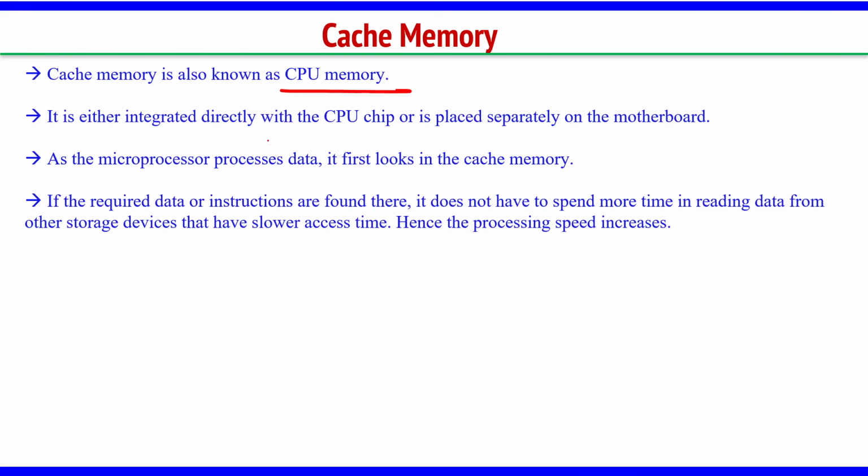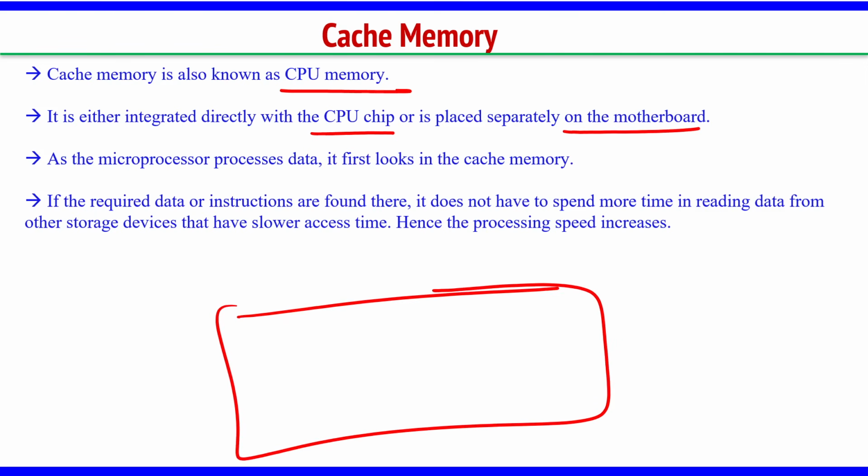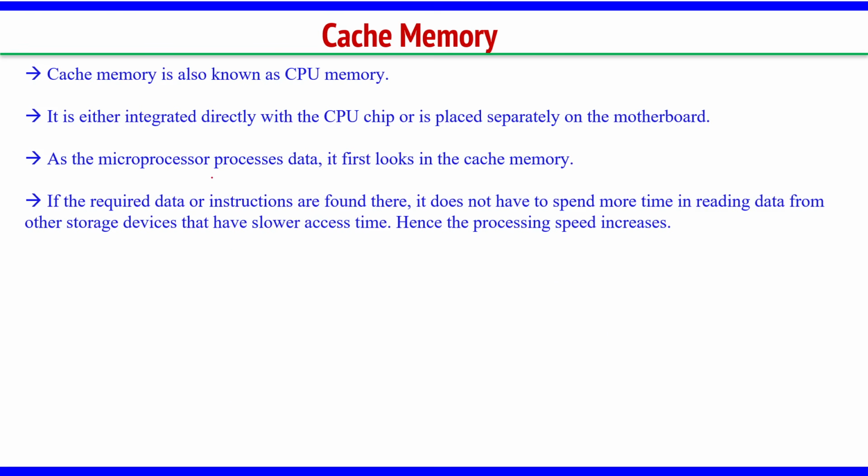It is either integrated directly with the CPU chip or placed separately on the motherboard. So on the CPU motherboard, I can either place this separately somewhere, or inside the CPU itself I can have a small memory location. As the microprocessor processes the data, it first looks into the cache memory. Is the data available? If not, it goes for the RAM, the main memory.